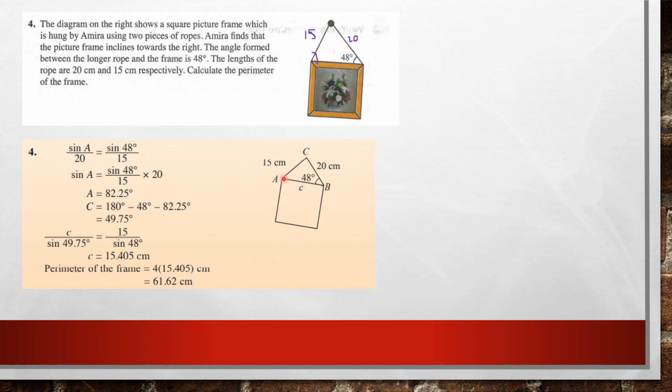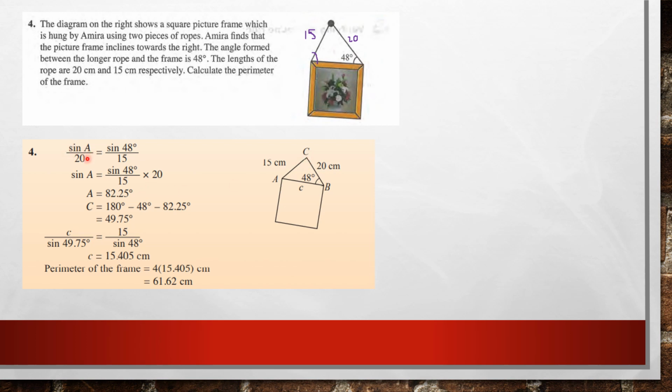This frame here, just label it ABC. So this is 48, the opposite is 15, then 20. So first we calculate angle A, because we cannot straight away calculate angle C because we don't have the information of the length of AB or angle C. So first we have to calculate the angle A.